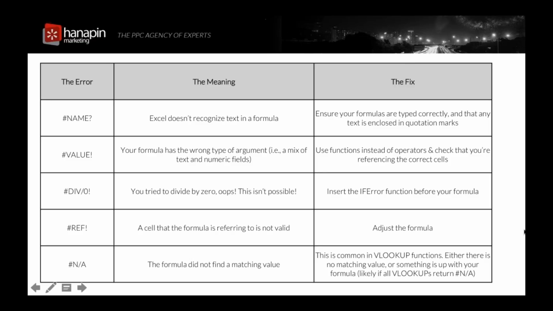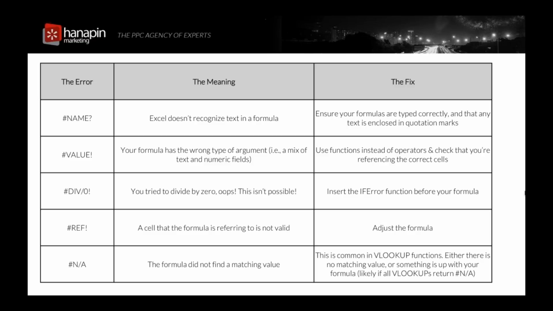So that first one at the top is the name error. That's where Excel doesn't recognize text that you've put in a formula. So what you want to do to fix this is just make sure you're typing your formulas correctly. Typos have a sneaky way of getting into your formulas, and that will more often than not give you an error. And it's also important to make sure that any text that you're typing in your formula is enclosed in quotation marks so that Excel will recognize it as text.